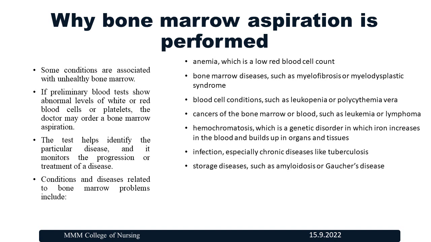The conditions and diseases related to bone marrow problems are anemia, which is a low blood cell count; bone marrow diseases such as myelofibrosis and myelodysplastic syndrome; blood cell conditions such as leukemia and polycythemia vera; cancers of the bone marrow and blood, leukemia or lymphoma; hemochromatosis, a genetic disorder in which iron increases in the blood and builds up in organs and tissues; infections, especially chronic diseases like tuberculosis; and storage diseases like amyloidosis and Gaucher's disease.